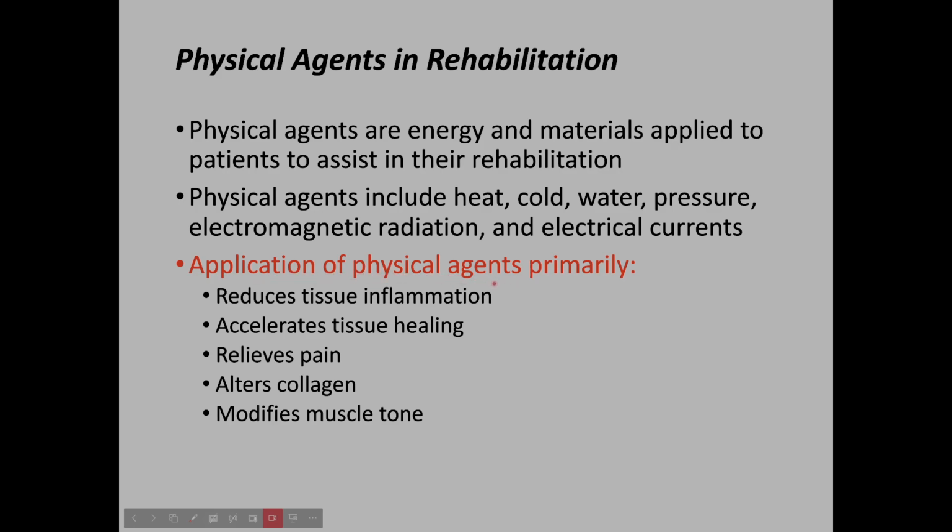Application of physical agents, what are we trying to do when we're putting these? We're using these mechanisms to get a certain kind of result. What is that result? Well, it just depends on what we use and how we use it. So our main aims typically are going to end up being, like we discussed in class, reduction of tissue inflammation, acceleration of tissue healing, relief of pain, altering of the collagen structures of some kind, and modification of muscular tone.